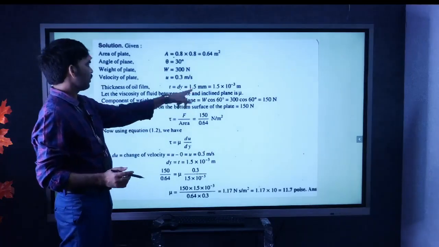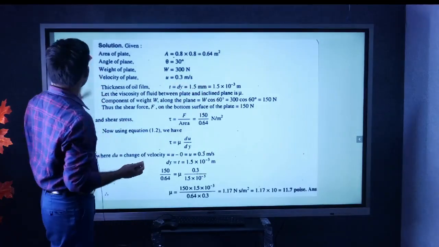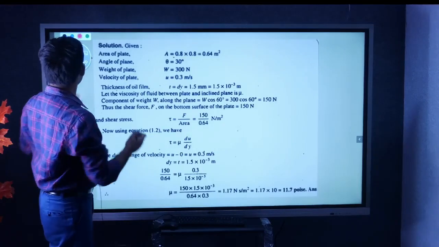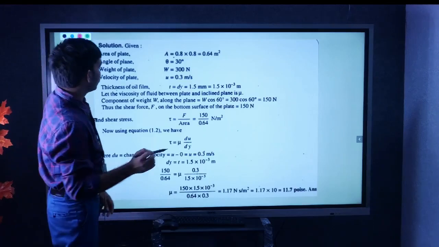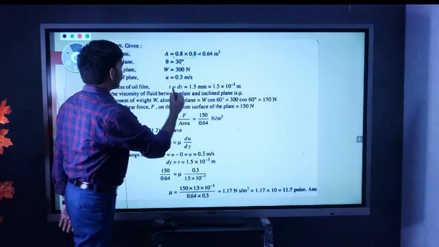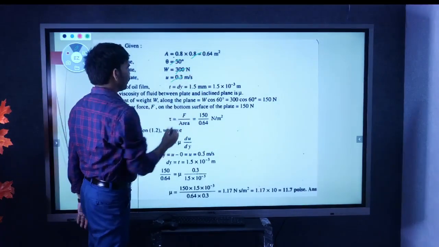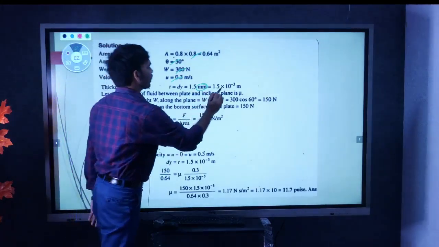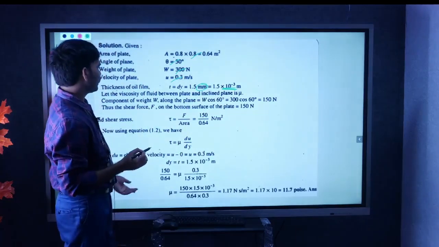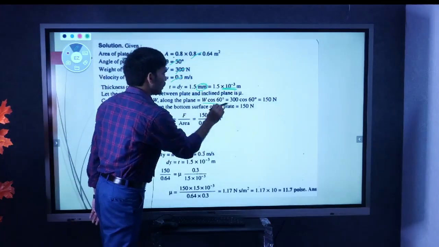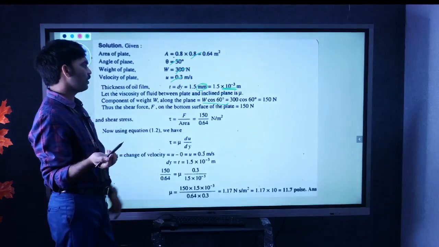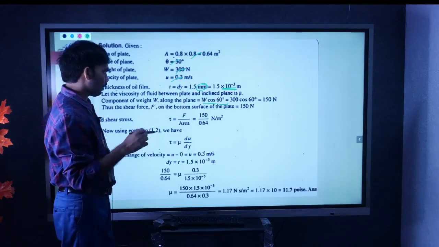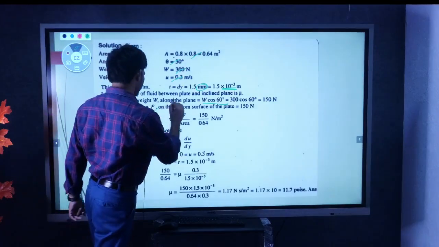Once you convert this into meters, area you can calculate, theta you know, W you know, U you know, dy in mm. So we have to convert it to meters. So you have to multiply with 10 to the power of minus 3. Once it is done, we know W cos theta. I showed you how we got W 300 cos 60 will be 150, cos 60 is 1 by 2, right? So you know the force.